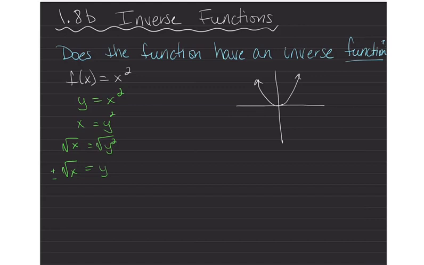If I were to take the square root of 4, what's the answer? 2 and negative 2, right? Because negative 2 times negative 2 is going to give you that positive 4. So it's technically the positive and the negative square root of x. If we were to graph this, anybody know what it would look like if we graphed plus or minus the square root of x? It's actually kind of neat.